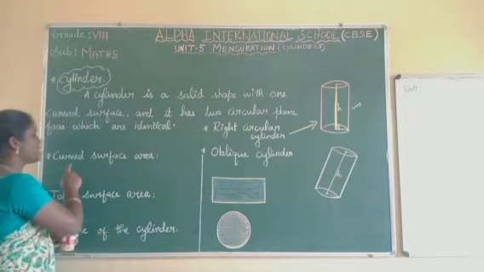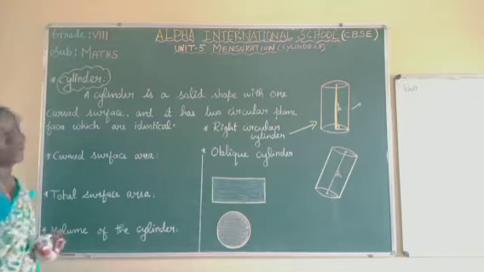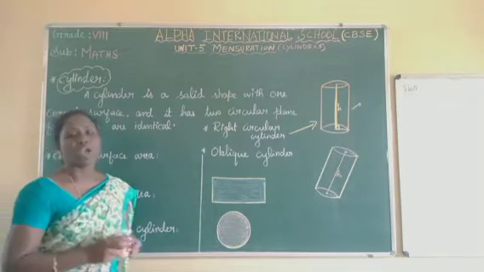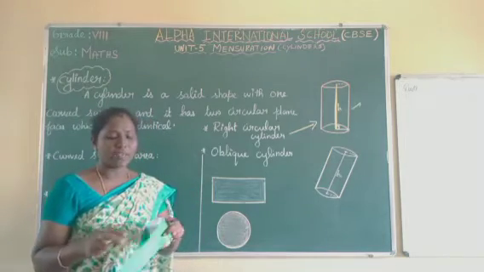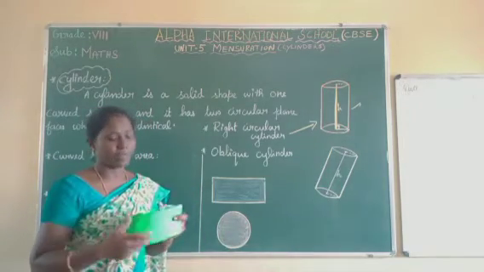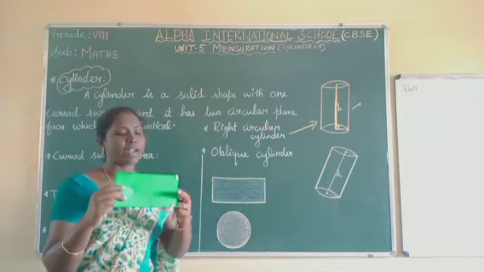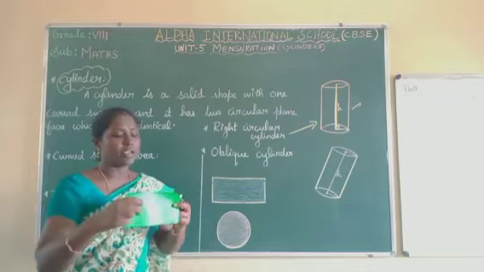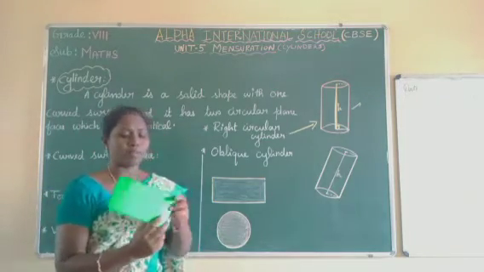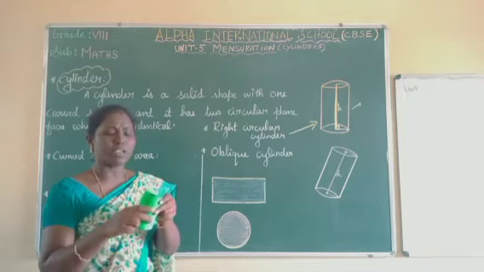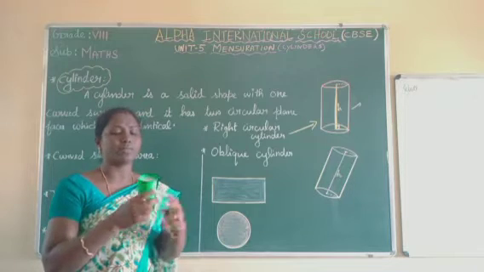We are going to see the formulas for the curved surface area of the cylinder, the total surface area of the cylinder and the volume of the cylinder. Now see here, I have a rectangle paper with me. If we fold or wrap this rectangle paper, what shape are you getting?